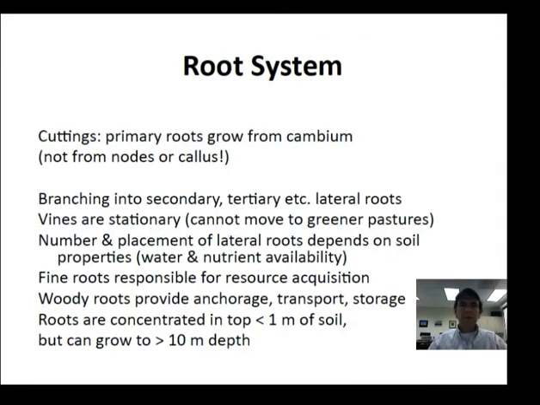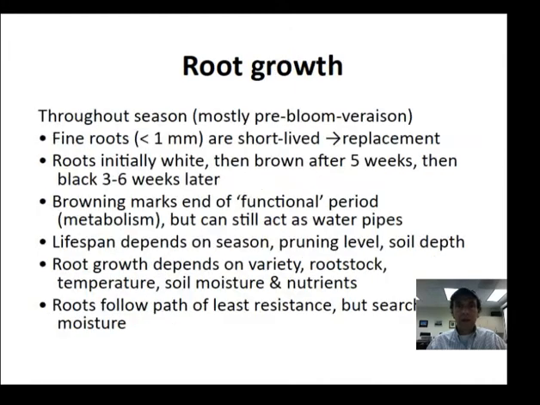The root system is different in the sense that the roots grow directly from the center of the primary tissue, so not from nodes. The fine roots are responsible for absorption of water and minerals, mainly active absorption. The thicker roots provide anchorage, transport, and storage, as well as water absorption too.